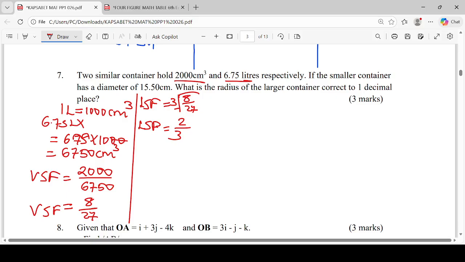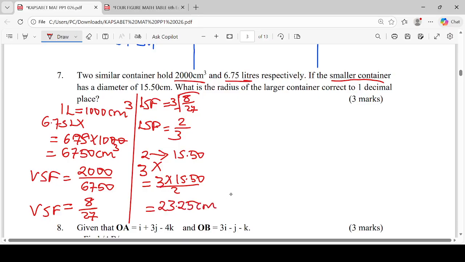So what you need to know, if the smaller container, which is being represented by 2 here, has a diameter of 15.50, how do you get the diameter of the larger container? You ask yourself, what about 3? You cross multiply. This will be 3 being multiplied by 15.50 divided by 2. So the diameter of the larger container will become 23.25 centimeters. That is just the diameter of the larger container.